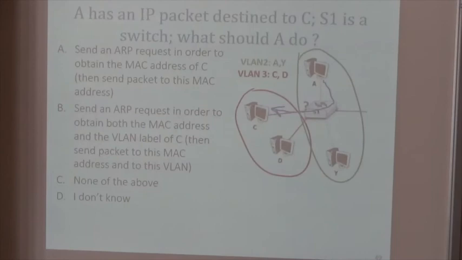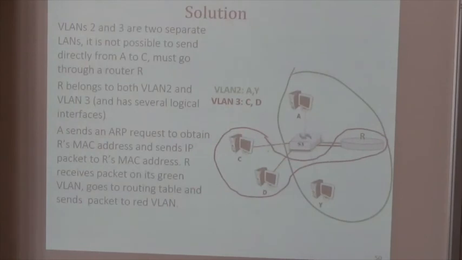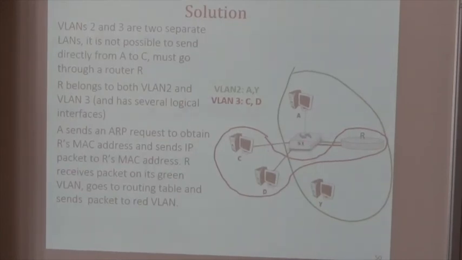Now, practically, what you will need is something like this. You will need a router somewhere that is both on the green and the red VLAN, and you will need to send to the MAC address of the router. In practice, what is very often done is that this box that is called a switch and this box that is called a router are the same box. It's called a layer 2/3 switch, so the function of routing will be done on the same box, but logically, you must enable it as a router here.